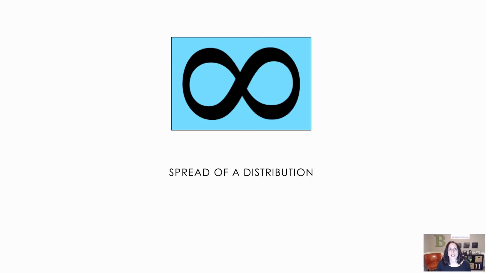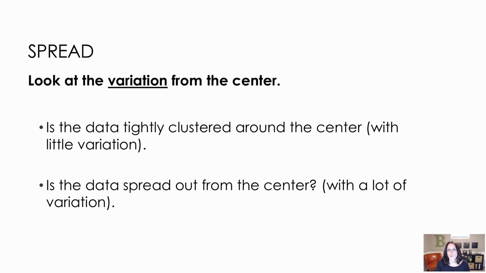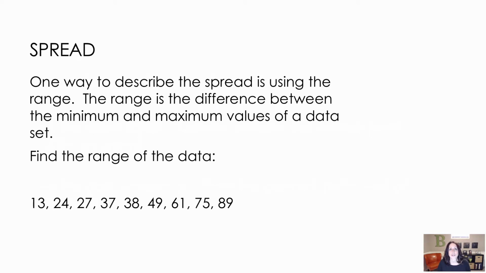The last characteristic that we need to focus on is the spread of a distribution. Now again, there's more than one way to describe the spread. In this part, we're looking at the variation from the center. So we're talking about how far from the middle value all of the values are spread out. Is it tightly clustered, so everything's sort of together around that one mode, or is it really spread out, with a lot of different values?